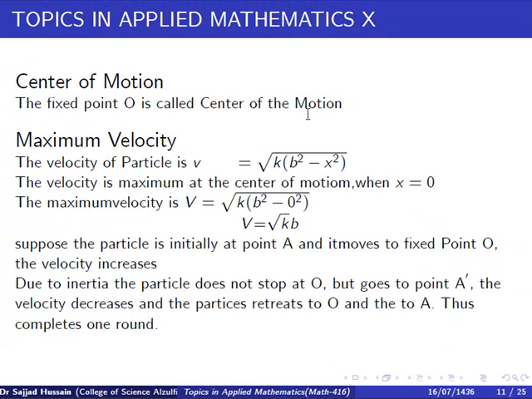To see the maximum velocity, we observe the behavior of the particle during the motion. Suppose the particle is initially at point A and it moves to the fixed point O. The velocity increases from A to O. When the particle reaches point O, it does not stop due to inertia, but goes to point A'. The velocity decreases, and the particle returns to the fixed point O, and then goes to point A. Thus it completes one round.